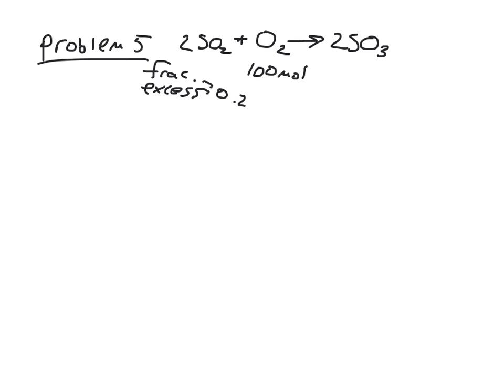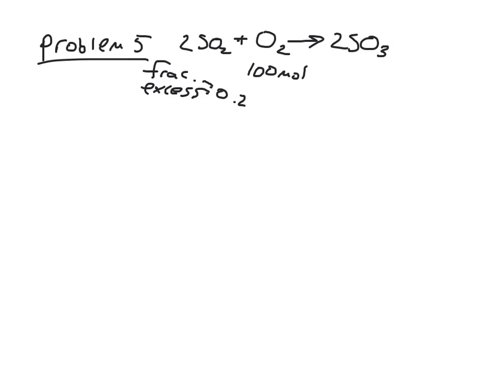So this is problem 5a from the homework last week, where we looked at this reaction right here. We have 2SO2 plus O2 going to 2SO3. And we are given how much oxygen we have at 100 moles, and we're told the fractional excess of the other species is 0.2. In this case, SO2 is our other species, so it's in fractional excess at 0.2. And we're asked to find out how much we have of the reactants in the feed.